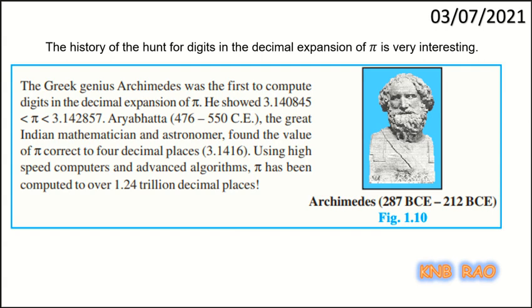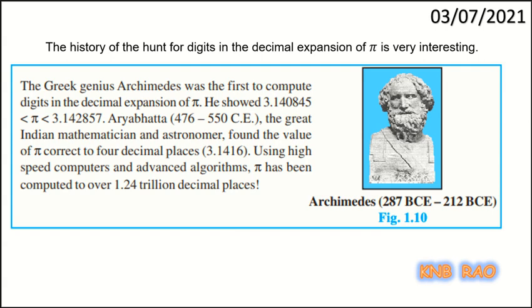Using high speed computers nowadays and advanced algorithms, pi has been computed to over 1.24 trillion decimal places. The pi value was found correct to 1.24 trillion decimal places using advanced mathematics, advanced computers, advanced algorithms, supercomputers. Okay. So, this is the history of pi and the value of pi.